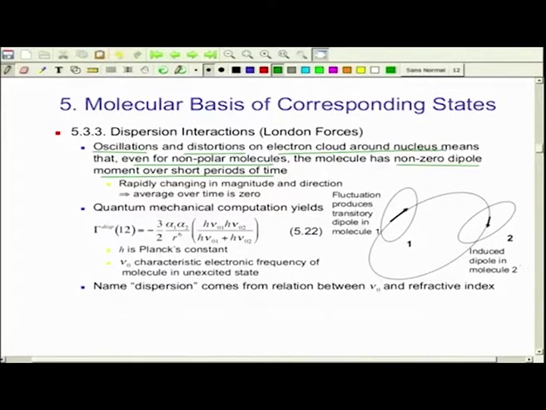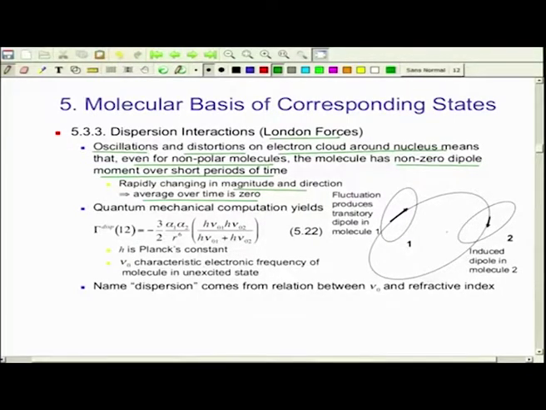Okay. But remember that if you take the average, the mean value of this is going to be 0, as far as the dipole is concerned. The dipoles can change rapidly in magnitude and direction, and thus the average value of the dipoles will be 0. Nevertheless, due to this there is an induced dipole, and then you have an interaction between them, which we call a dispersion interaction, also known as London forces.